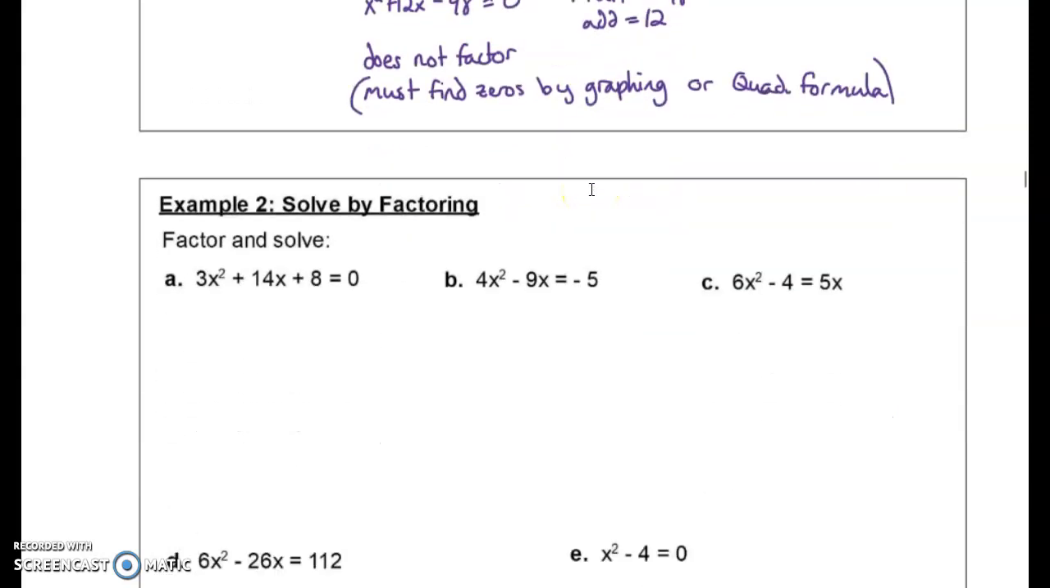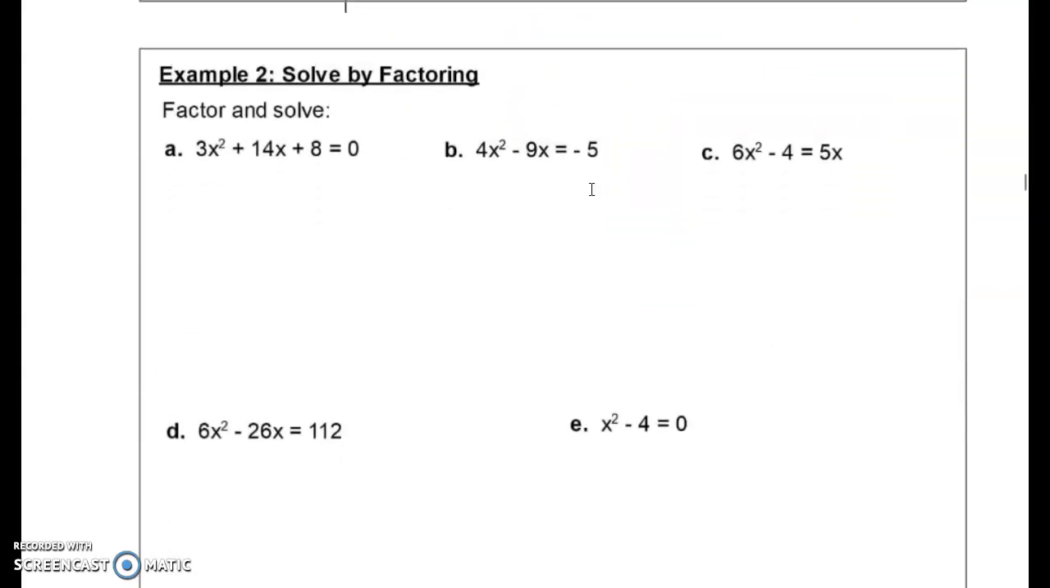Okay, so example 2, the solve by factoring is a little bit harder just because the a value is not 1. So it's the exact same concept, but the factoring is a little more challenging. So let's do a couple of these.